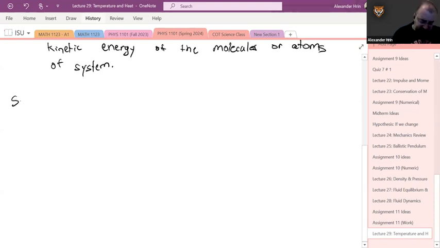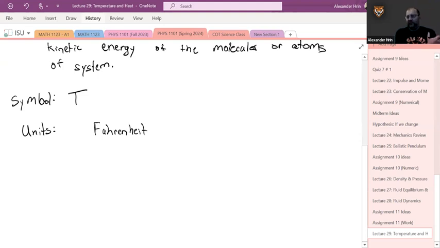Let's talk about some of the symbols and units of temperature. The symbol is just a capital T. This also happens to be the symbol for period in physics, but generally we don't deal with these at the same time, so that's no big deal. As for units, there are four I'm going to talk about. The first is Fahrenheit. This is what you're used to checking when you check the temperature outside.